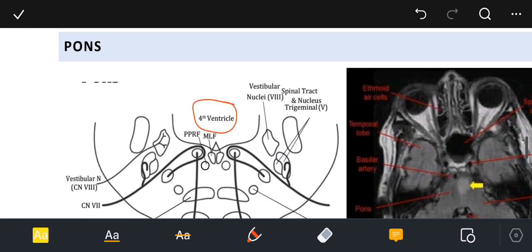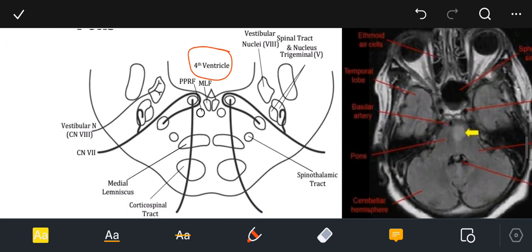The next thing is about the pons. So in the pons and medulla you will have a posteriorly located fourth ventricle. Never forget that.